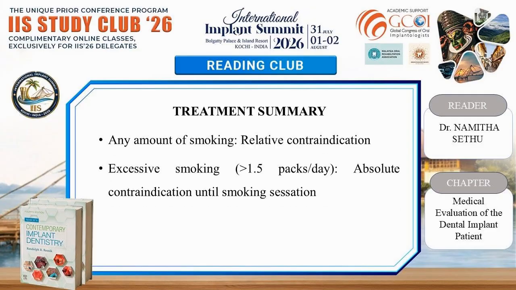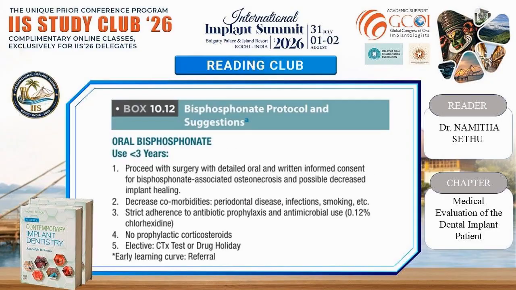Treatment summary. Any amount of smoking is a relative contraindication. Excessive smoking, that is greater than 1.5 packs per day, is an absolute contraindication until smoking cessation. Bisphosphonate protocol and suggestions. Oral bisphosphonate used less than 3 years: proceed with the surgery with detailed oral and written informed consent for bisphosphonate-associated osteonecrosis and possible decreased implant healing.